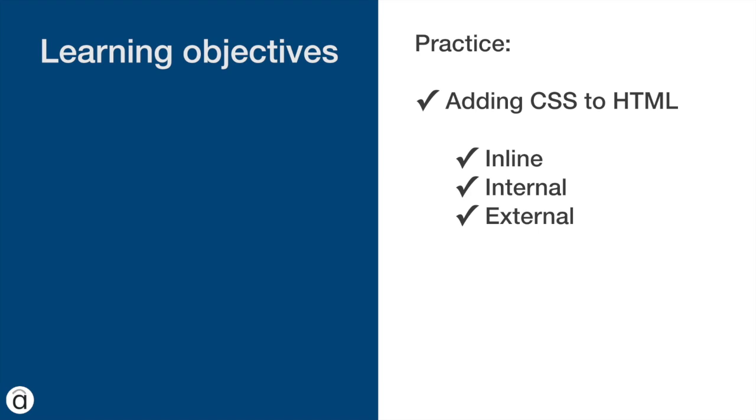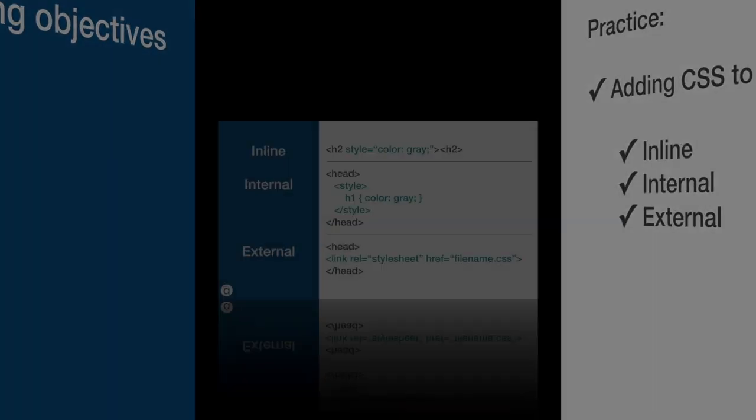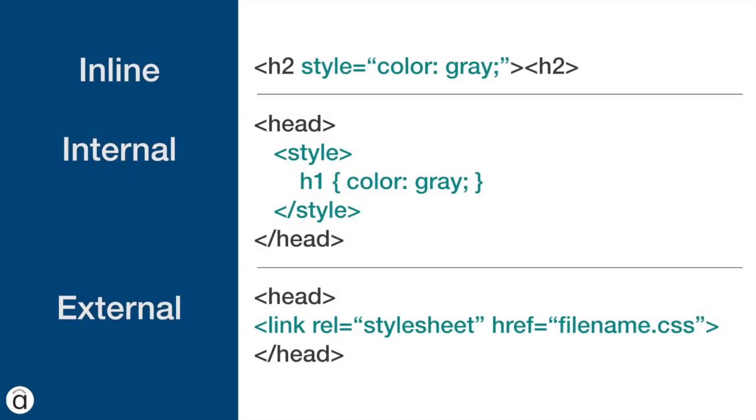Basically, there's three ways. The first way, which I don't recommend, is inline. The second way, for small applications, not large applications, is internal. But I really do recommend the external method of adding CSS to your HTML. So what does it look like?